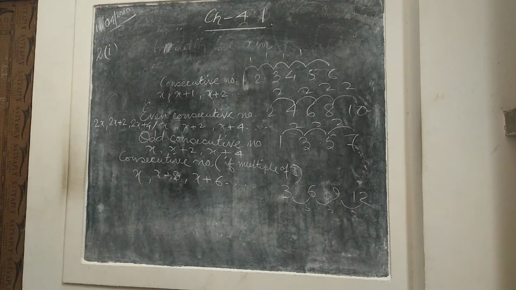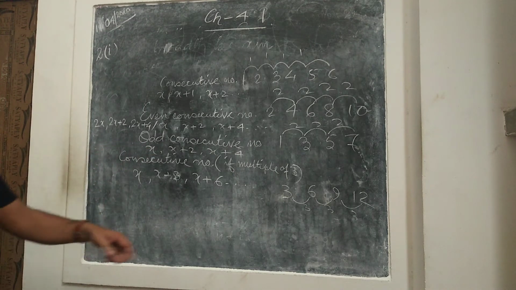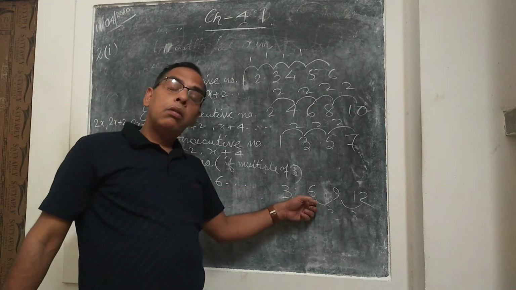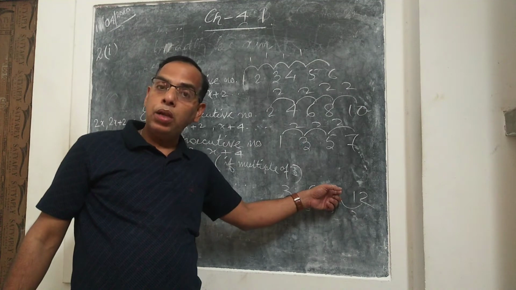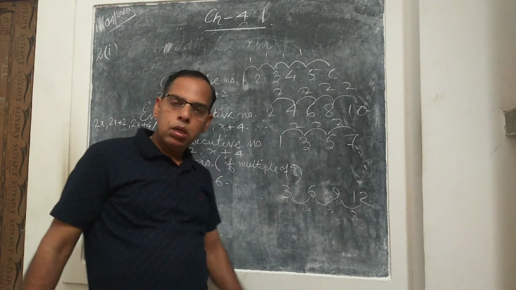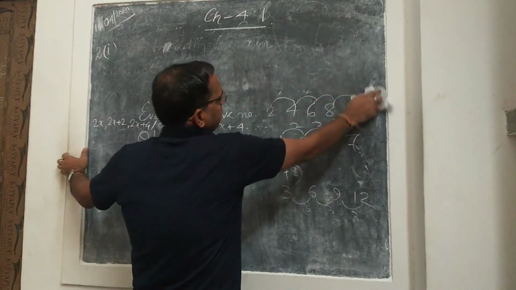Okay? So consecutive numbers, even consecutive numbers, odd consecutive numbers. If multiple of 3, if multiple of 7, then 7 plus 7, 14, 14 plus 7, 21, 21 plus 7, 28. So that way it will be going on. Okay? So let's see. Now next.